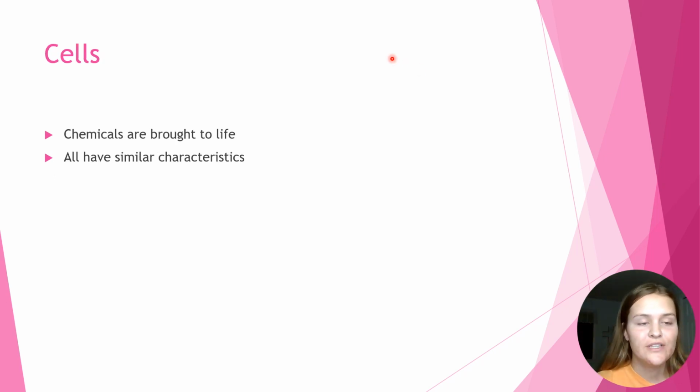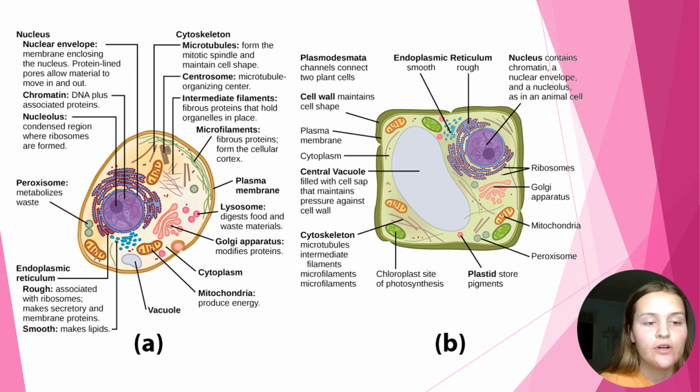Okay, now, once everything comes to life, it forms your cells. So, all cells have similar characteristics, and I have an example in the next slide. Okay, so here you have your different type of cells. These are plant and animal cells, and as you can see, they kind of are different in their shapes, but for the most part, they definitely have some shared characteristics.